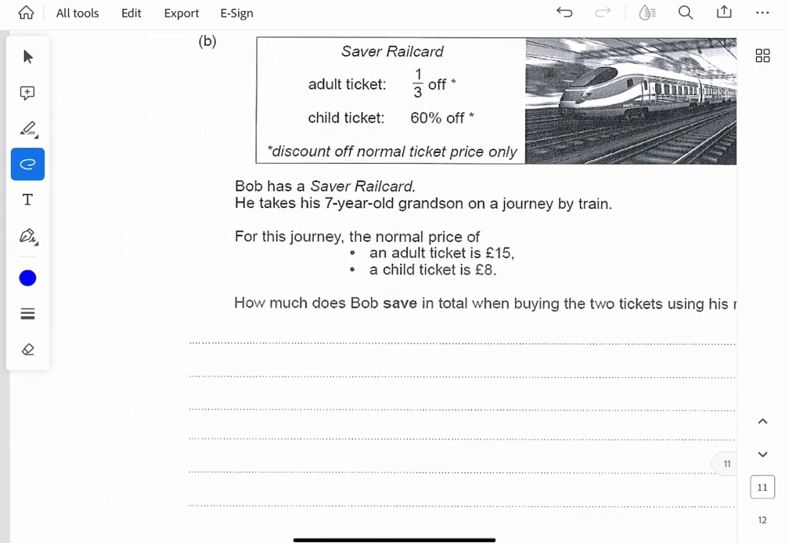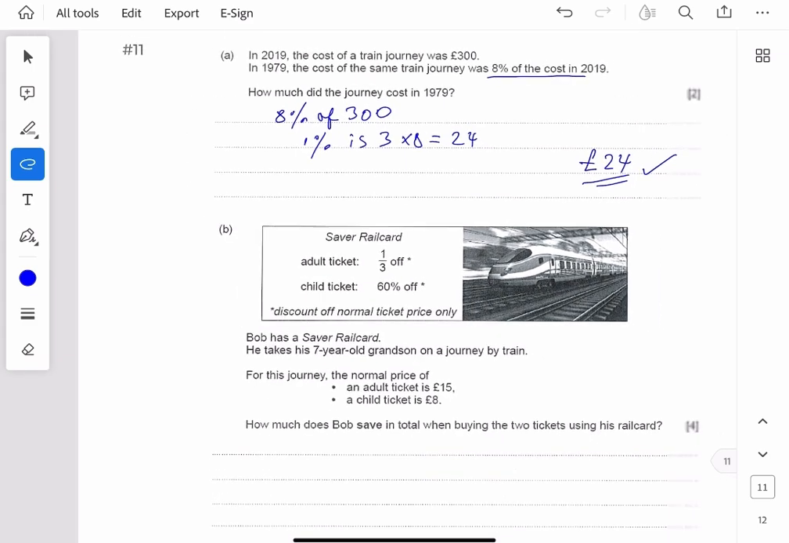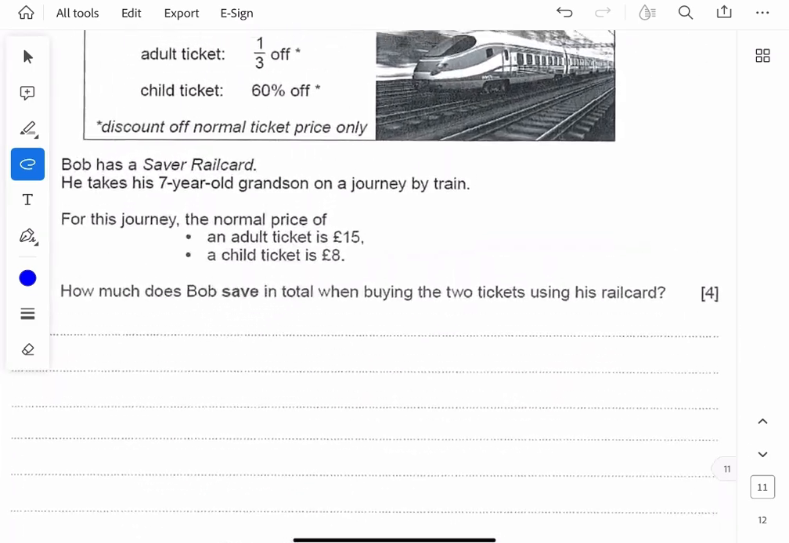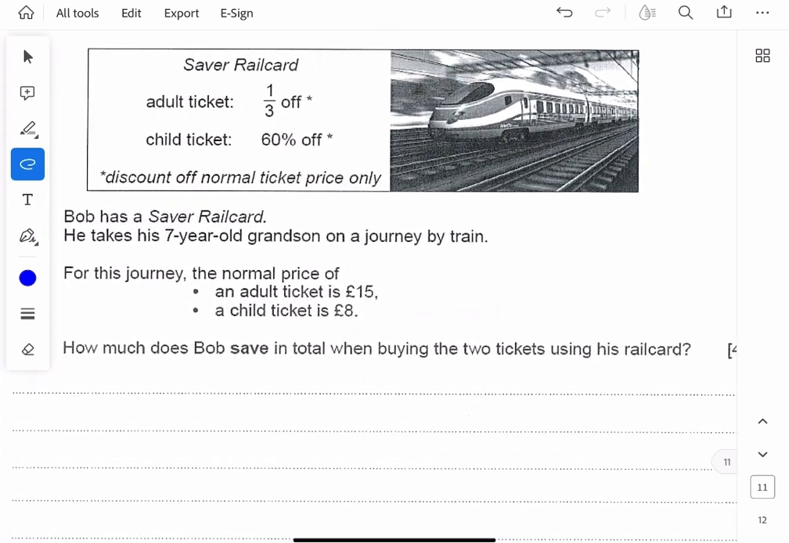Okay, and in part B, we have some discounts. Adult tickets 1/3 off, child tickets 60% off. So we need to know how to work out 1/3 of a number, which means we're dividing by 3, and 60% off. So we've been doing percentages already, so shouldn't be a problem here.